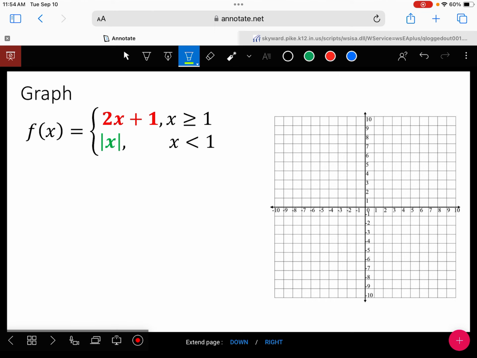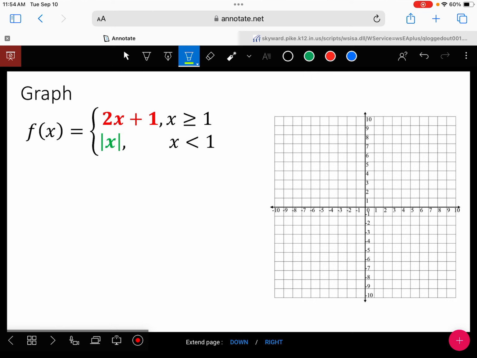Before I forget, I got a couple of announcements. Homework 9 is due Thursday. I don't think I updated it on Canvas. You have a skills check. We'll do our skills check Thursday. It's everything except for piecewise.